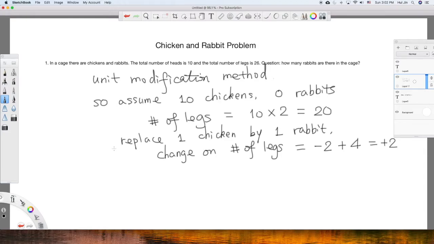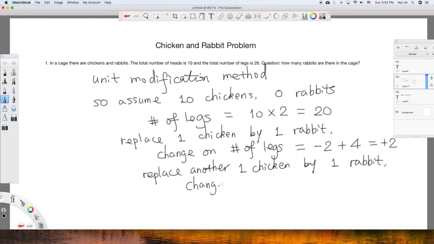But once you understand that replacing one chicken by one rabbit increases the legs by 2, now you say that if I replace another chicken by another rabbit, the change on the number of legs is again a 2. That makes it 24 now. And here is 22.